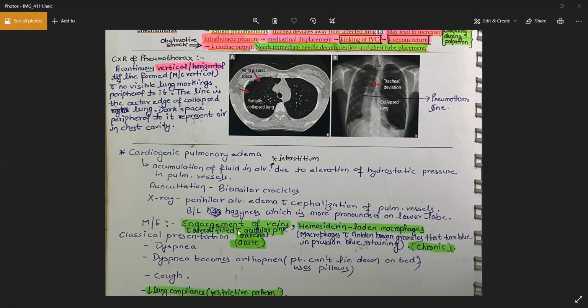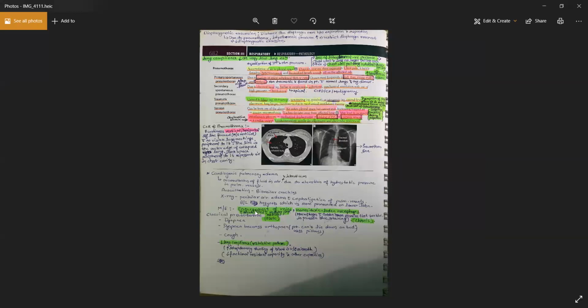So remember this also. And again, because of all this fluid buildup in the lungs, you will have a loss of compliance. So any doubt in this part?